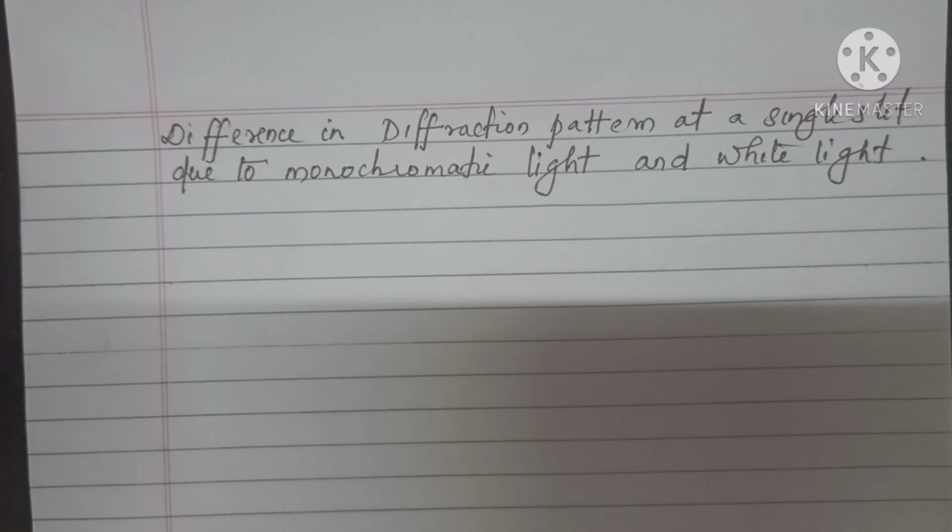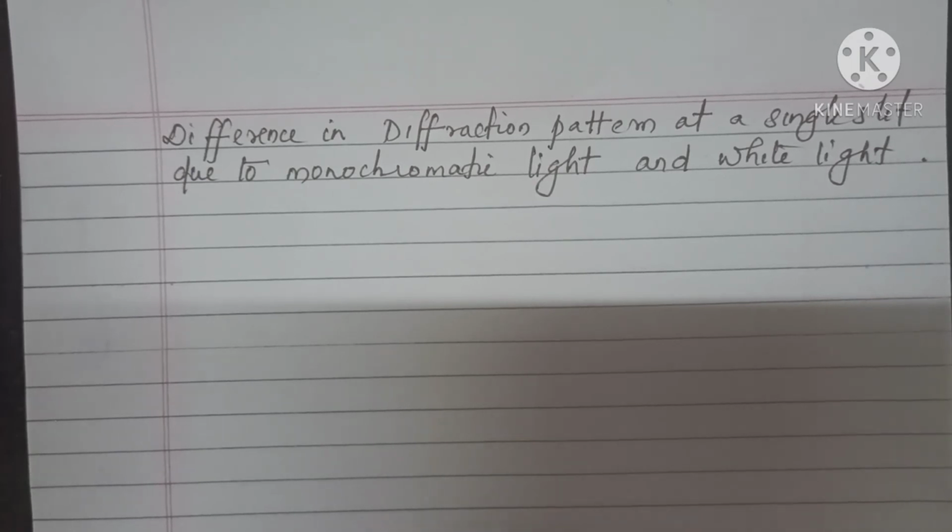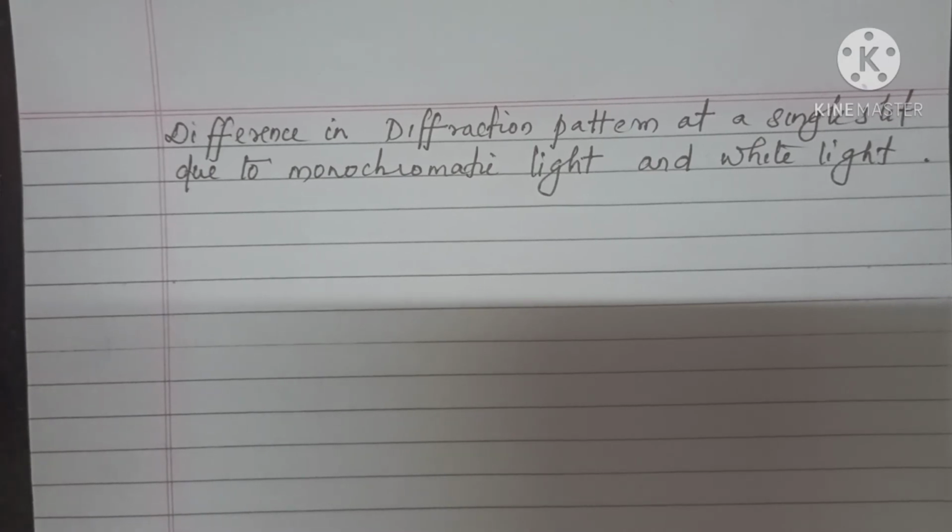Now we will check one question which is normally asked, and it's an application question only. What is the difference in diffraction pattern at a single slit due to monochromatic light and white light? Normally we say that monochromatic light should be used. Suppose you are using white light, is there any difference in the diffraction pattern obtained on the screen? That is what we are going to discuss. Only a single point, just keep it in mind.